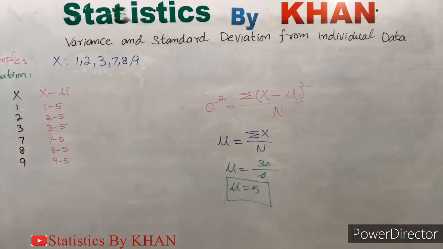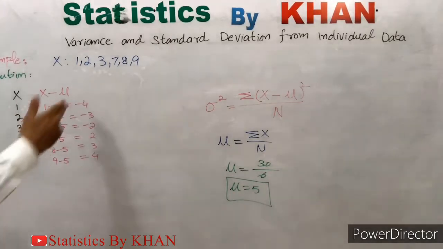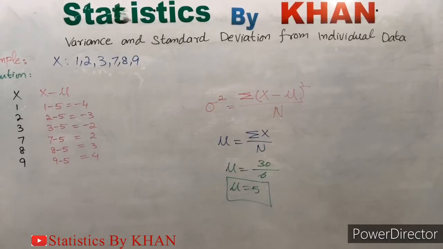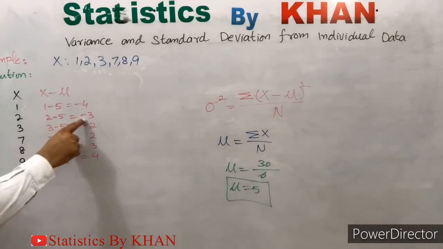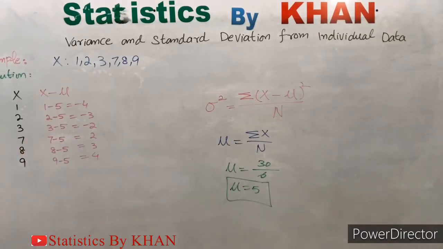If we simplify this column, we have now obtained deviations. As I have already told you, deviation is the difference of two numbers. So 1 minus 5 is equal to minus 4. This is the deviation of these two numbers. Similarly, 2 minus 5 is equal to minus 3. So this minus 3 is the deviation of 2 and 5 and so on.